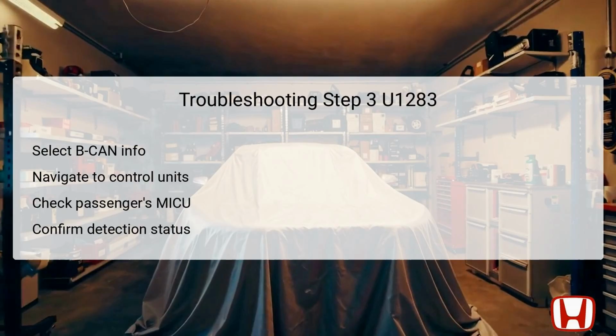In this step, you will use the HDS to navigate to the Body Electrical System Select menu and select BCAN Control Units information. This section provides a list of connected control units within the Body Controller Area Network. After selecting this option, check for the status of the passenger's MICU. If it is detected, proceed to the next step.